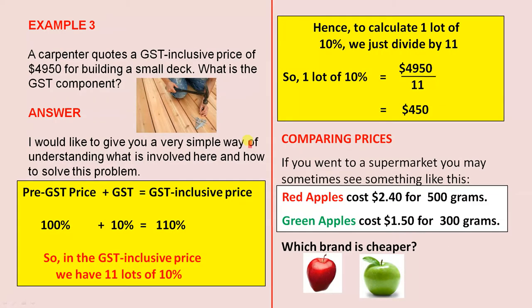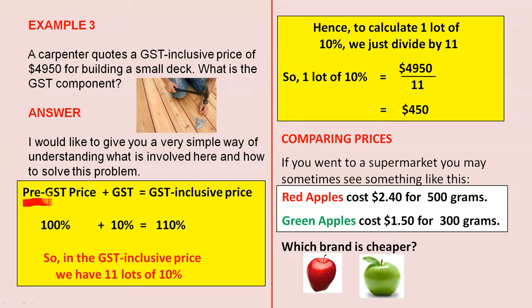Example 3. A carpenter quotes a GST inclusive price of $4,950 for building a small deck. What is the GST component? So for this one, that's the total cost, but we want to find out what the GST was, because it's been added to that already. Answer. I would like to give you a very simple way of understanding what is involved here and how to solve this problem. Now, let's have a look.